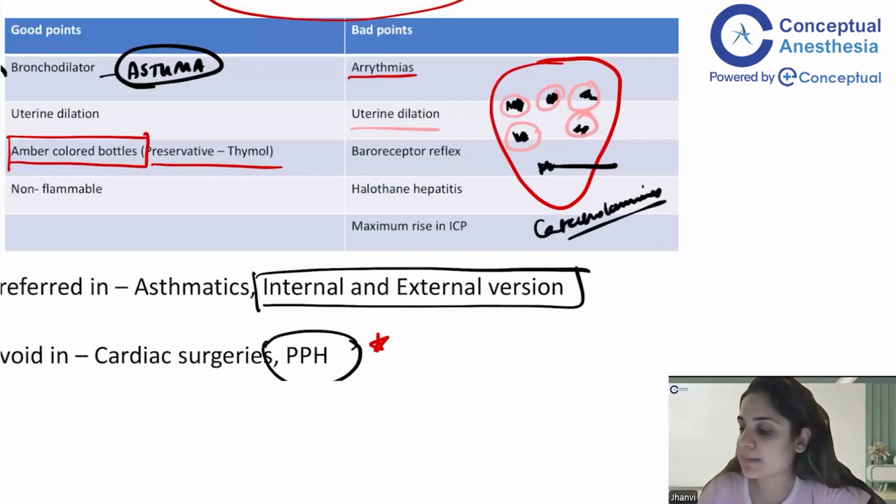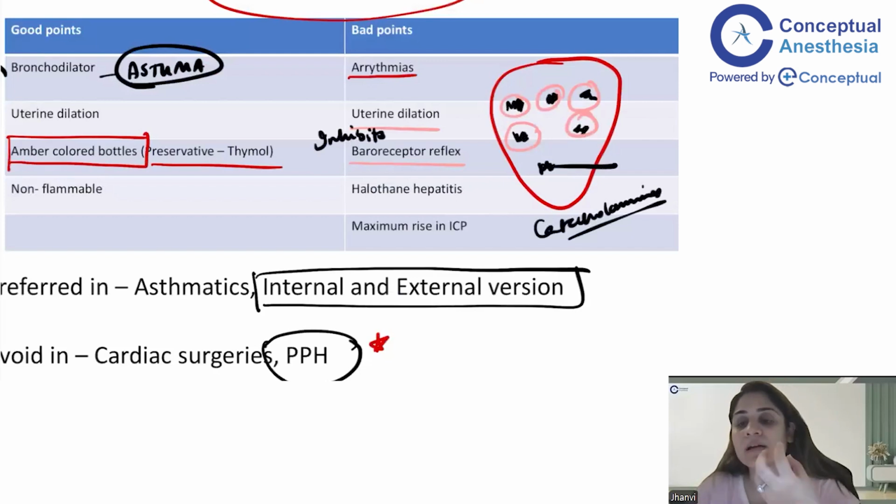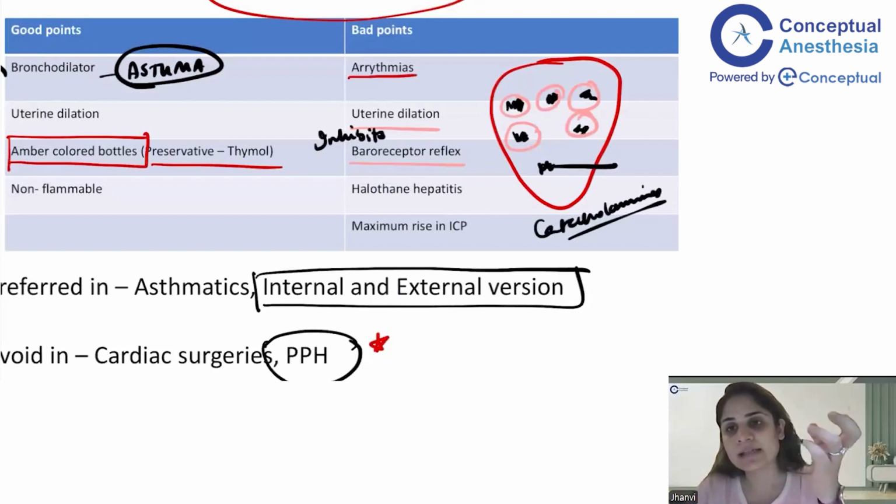The next bad point is that halothane inhibits baroreceptor reflex. In the baroreceptor reflex, you have these bodies present in the carotid arch, and they help in regulating the blood pressure of the patient. If the blood pressure falls, they immediately give a signal to the blood vessels to vasoconstrict and to the heart to increase the heart rate. This is called the baroreceptor reflex, but it is inhibited by halothane.